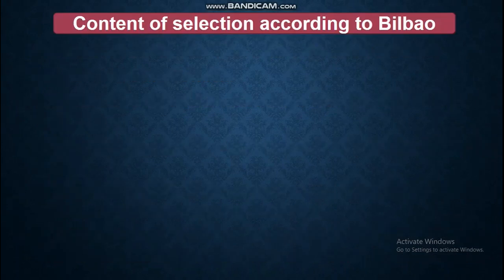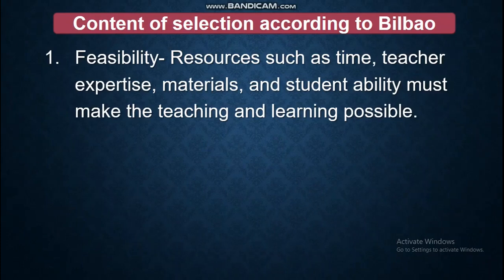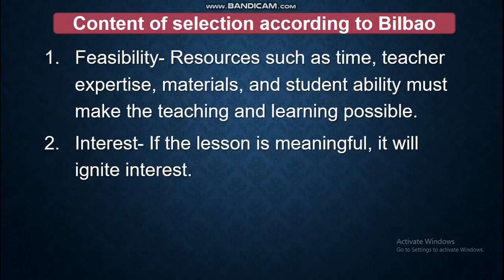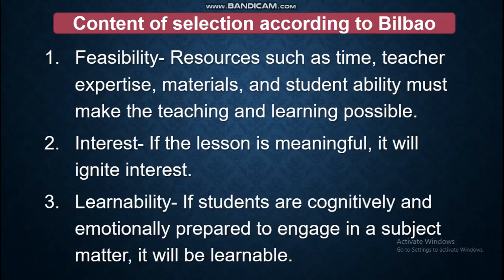Content selection according to Bilbao. Feasibility. Resources such as time, teacher expertise, materials, and students' ability must make the teaching and learning possible. Second, interest. If the lesson is meaningful, it will ignite interest. Third, learnability. If the students are cognitively and emotionally prepared to engage in a subject matter, it will be learnable.